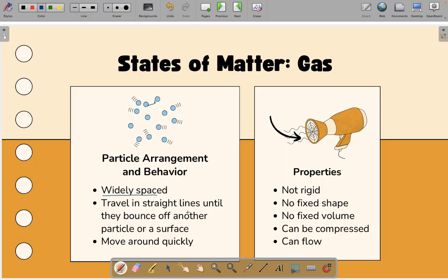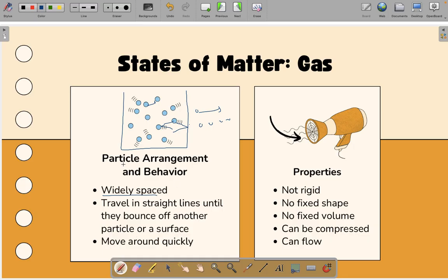Then they travel in straight lines, so they keep moving like this, right? Since there are a lot of particles and all particles are moving, they do collide with each other, or they can collide with the surface of the container wherein you store it. If it is moving, it can collide and then bounce back. It can collide with this and then rebound. So they travel in straight lines until they bounce off another particle or surface, and they move around very quickly.